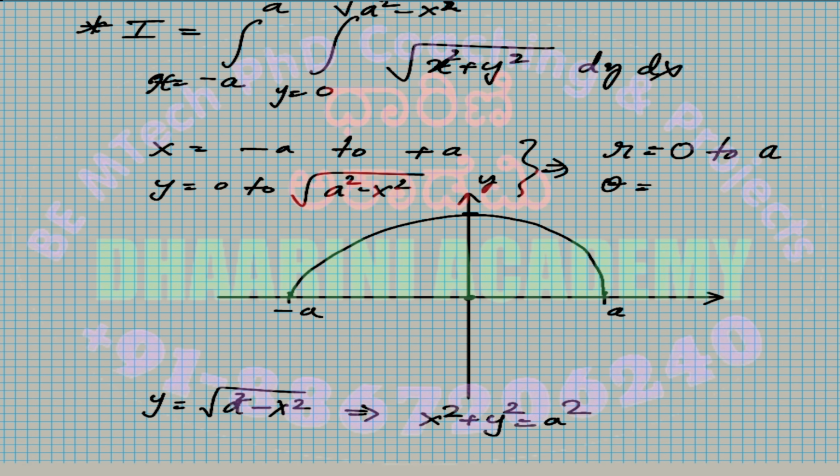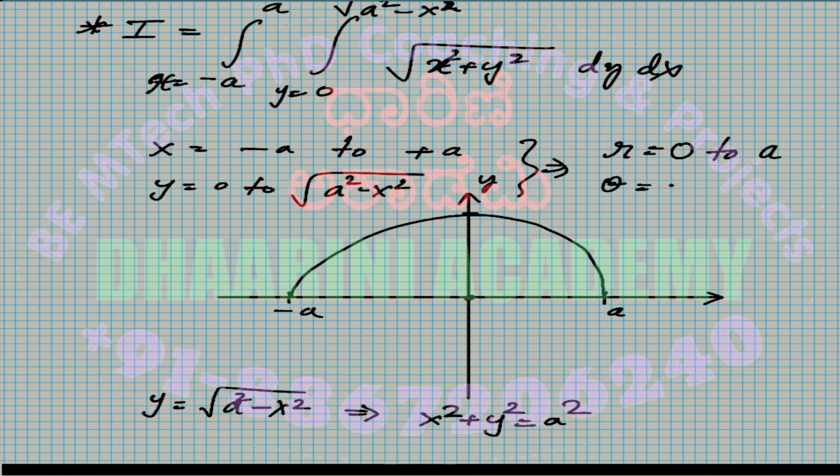Now you tell me what is theta. It's not a complete circle, it is a half circle. So theta should be minimum 0, maximum pi, 180. Okay, pretty straightforward. Let's come back to the problem.